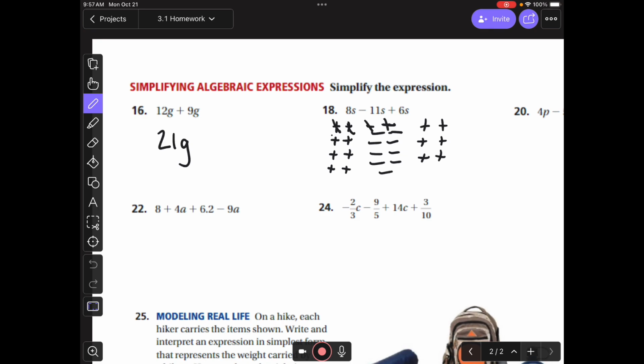So if I start crossing out my 0 pairs, you're going to notice that all 8 of these positive s's can be canceled out with my 11. Moving over to the 6's, a positive, negative, positive, negative, positive, negative. Left over are these 3 positives. So I would say that this simplified is positive 3, and then I just have to say what it was. Those were s's.